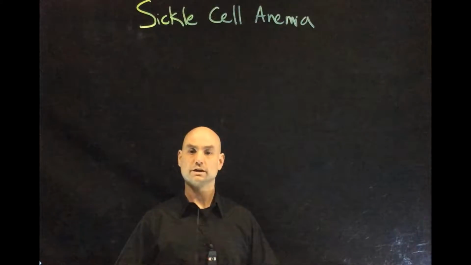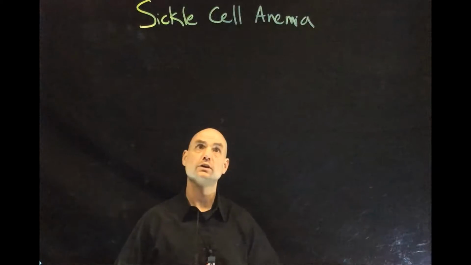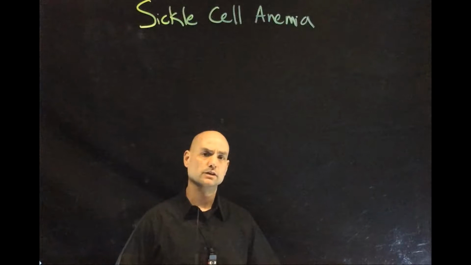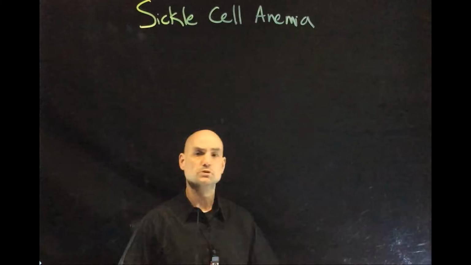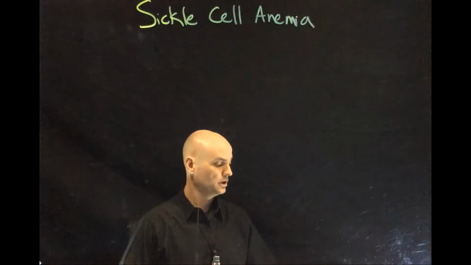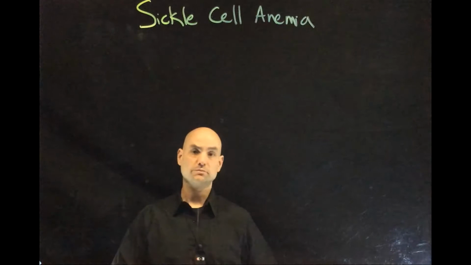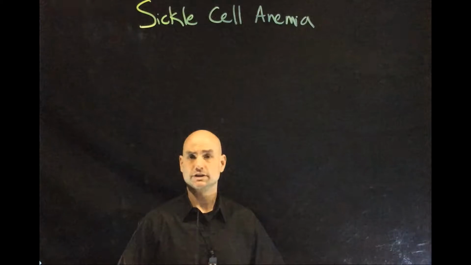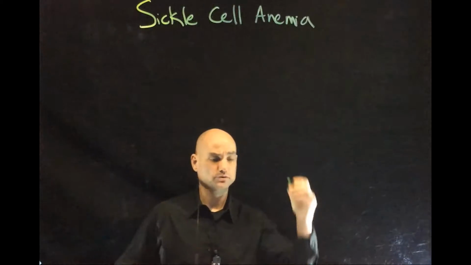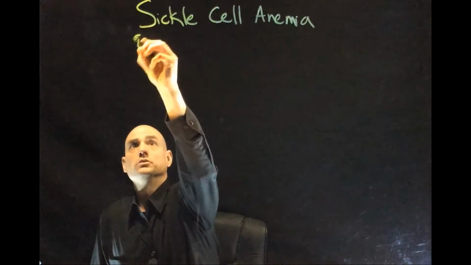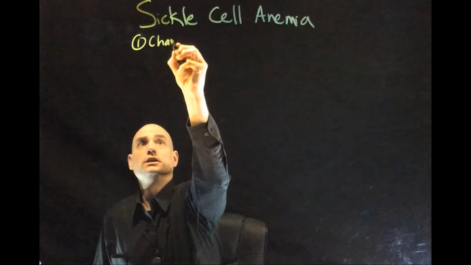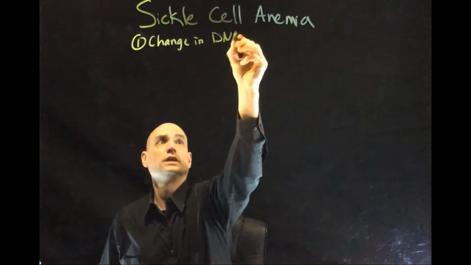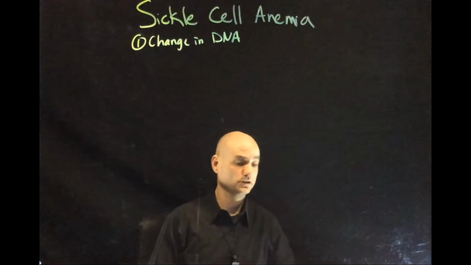Hey, welcome back. And as you can see from the title up there, this one is all about sickle cell anemia. But really what we're going to do is look at it through the lens of mutations and what can happen in a mutation. So we said that there were a series of different things that could take place. So let's review it. Number one, we could have a change in the DNA. And that's exactly what happens in sickle cell anemia.